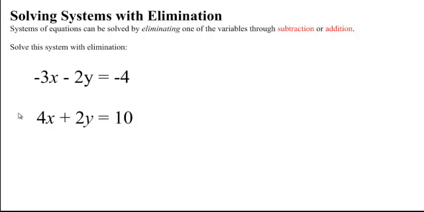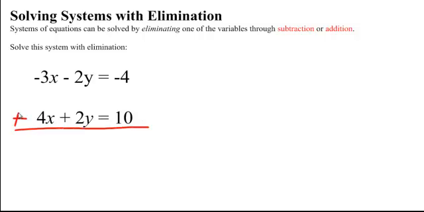Alright, last but not least, solving systems with elimination. Remember, this is the weird one that your book also calls addition, because we can eliminate variables by adding or subtracting equations together. So if we take a look at this system that we have, negative 3x plus 2y equals negative 4, and then 4x plus 2y equals 10.